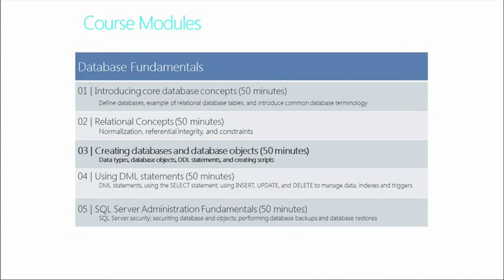But let's just review. In Module 1, we talked about core concepts of databases, some terminology, things that we've covered. Then in Module 2, we talked about referential integrity and normalization and a little bit of modeling, but not quite modeling. We didn't get into some of the details of modeling, but we talked about referential integrity, normalization, a little bit about constraints. And now here, finally in Module 3, we're actually going to create our first database.